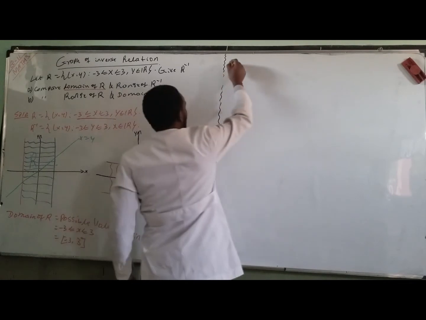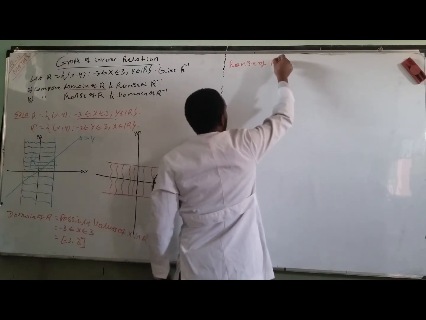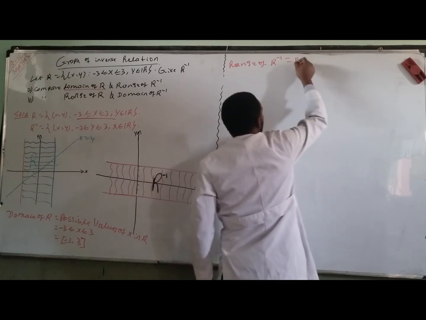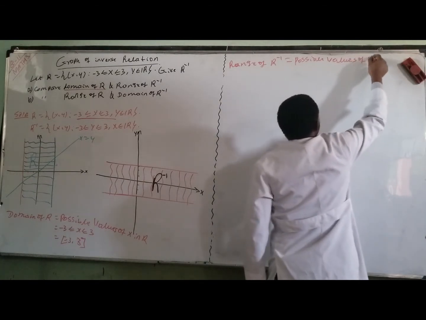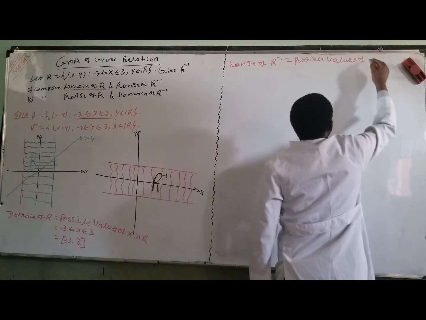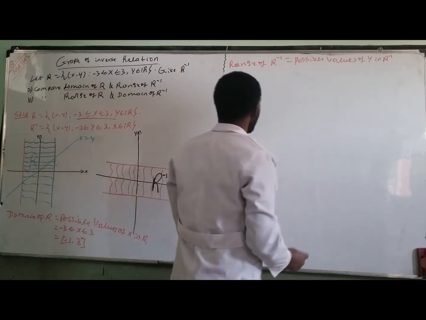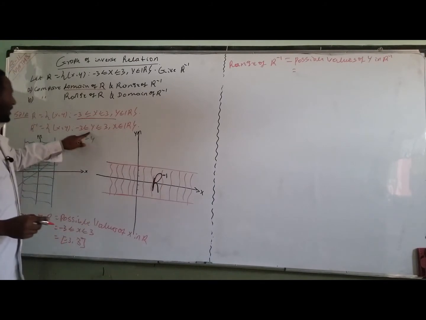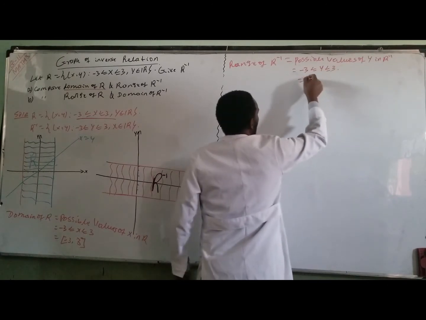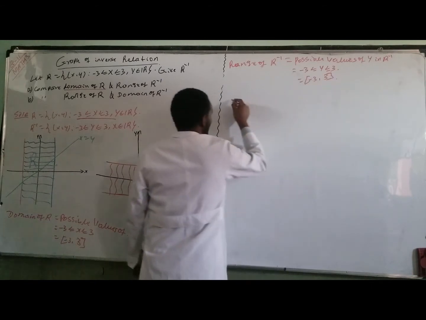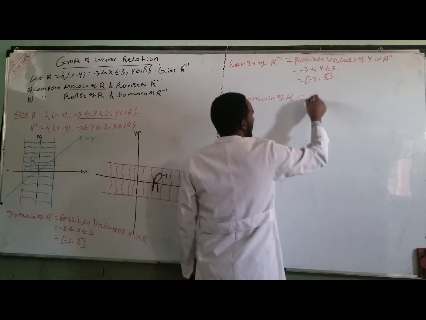Then the range of R inverse. Range of R inverse means the possible values of Y in R inverse. Possible value of Y in R inverse means it is between -3 and 3. Therefore, -3 less than or equal to Y less than or equal to 3. This implies that the domain of R is equal to the range of R inverse.